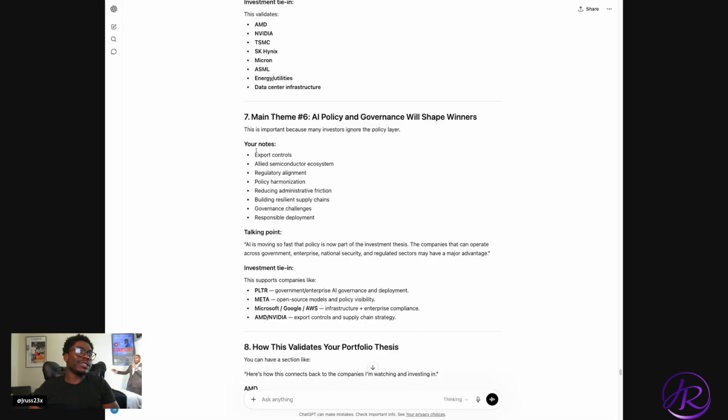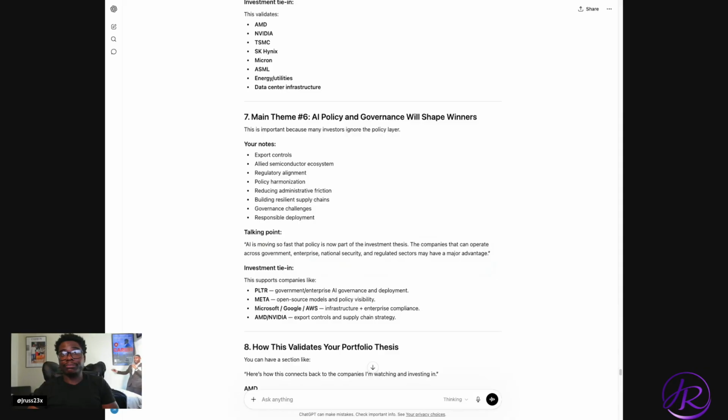Some things from my notes, just export controls. I work in GovTech defense, so I'm familiar with export control laws and ITAR. So I get it. It's very, very serious stuff. Allied semiconductor ecosystem, regulatory alignment, policy harmonization, building resilient supply chains, governance challenge, responsible deployment. AI is moving so fast that policy is now part of the investment thesis. The companies that can operate across government, enterprise, national security, and regulated sectors may have a major advantage.